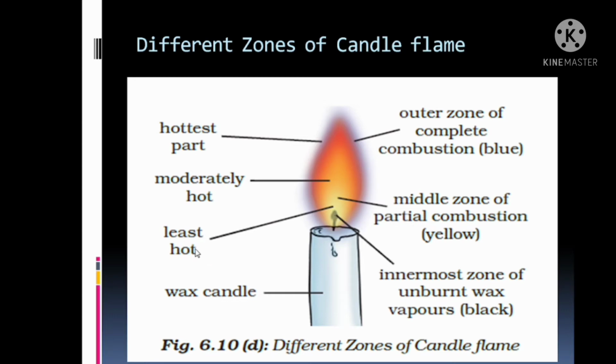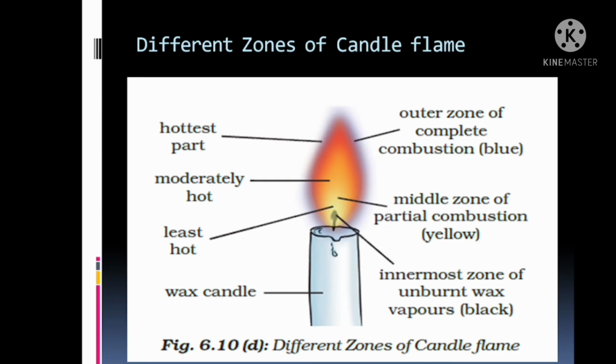That means it is not that much hot. A little bit up, the middle zone of partial combustion is yellow. Then a little bit upside, it converts into a little bit orange color, that is moderately hot. And the outer side, you can see is normally blue color, that is the hottest part, the outer zone of complete combustion. So normally the outside of the flame is very much hotter in comparison to the inside. This is basically the structure of the candle flame.